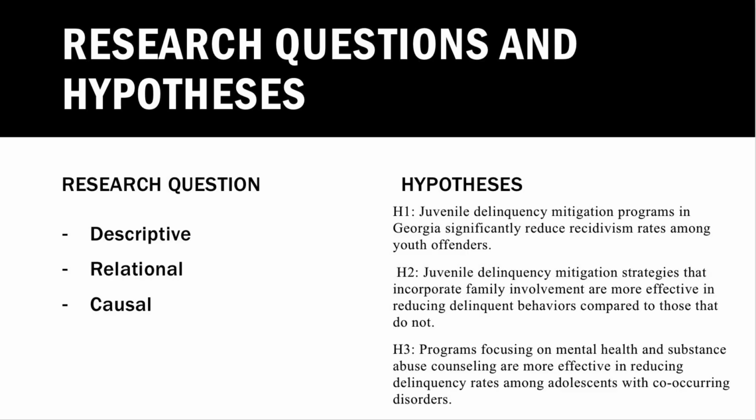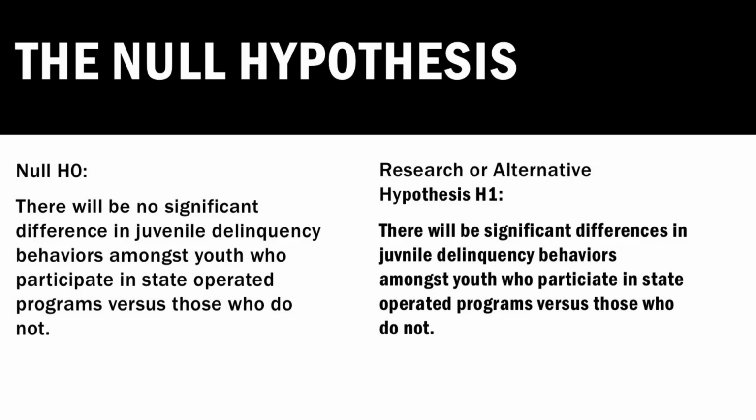Example hypothesis H1. Juvenile delinquency mitigation programs in Georgia significantly reduce recidivism rates amongst youth offenders. H2. Juvenile delinquency mitigation strategies that incorporate family involvement are more effective in reducing delinquent behaviors compared to those that do not. H3. Programs focusing on mental health and substance abuse counseling are more effective in reducing delinquency rates amongst adolescents with co-occurring delinquency.